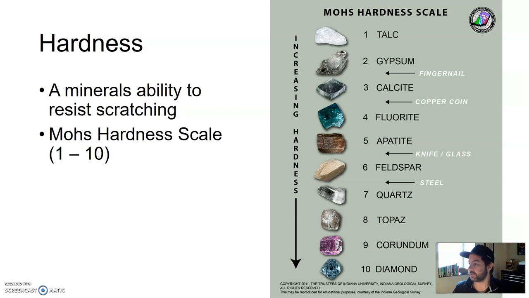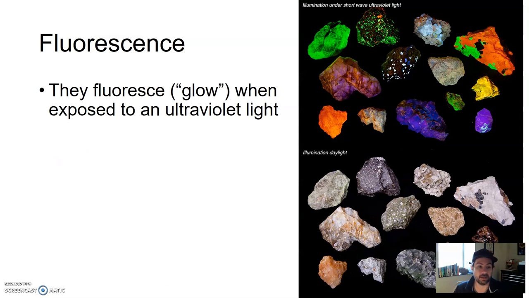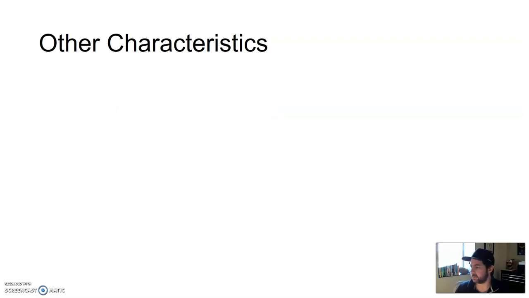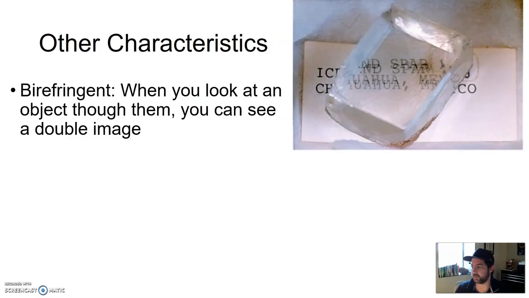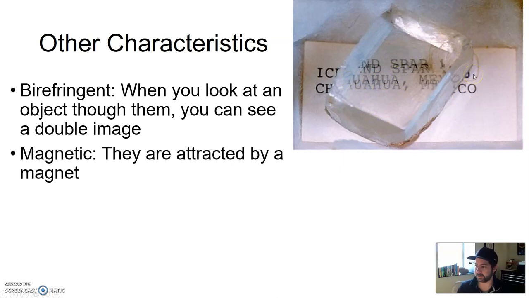Okay? Some other interesting characteristics that some minerals exhibit are fluorescence. They fluoresce or glow when exposed to ultraviolet light, black light. Additional characteristics include something called birefringence. When you look at an object through minerals that exhibit birefringence, you can see a double image. For instance, looking through this variety of calcite to the paper below, you can see that double image. It's birefringent.